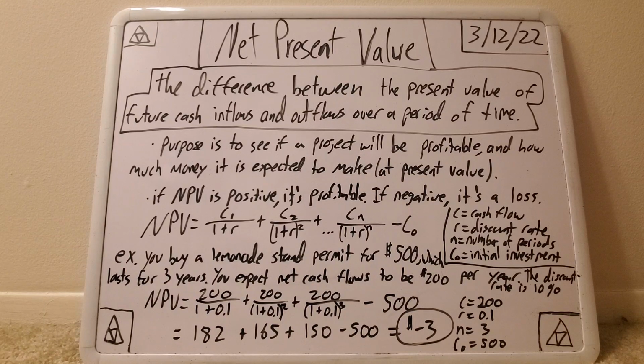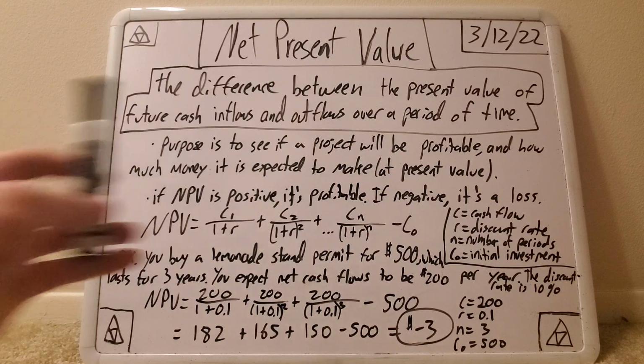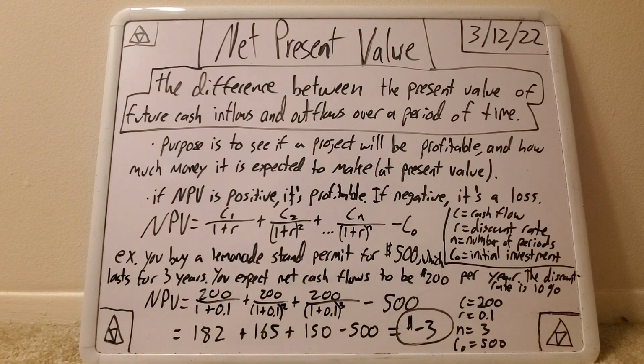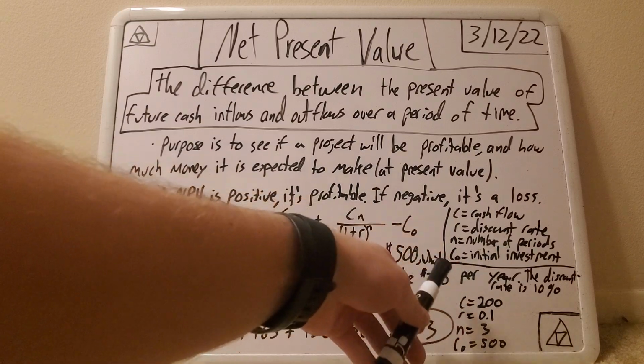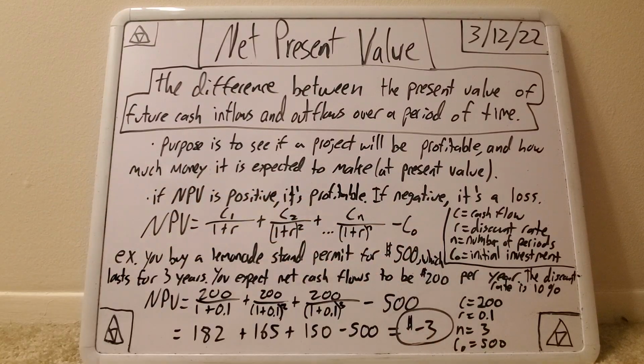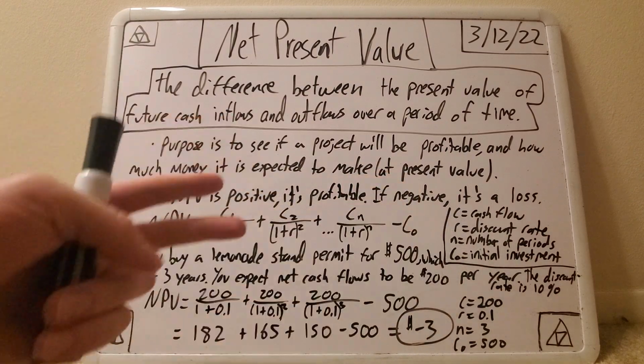So I made a very easy example at the end here of a lemonade stand. Say we buy a lemonade stand permit for $500. Since we're buying that permit, that's our initial investment. So C0 is 500. And then the permit lasts for 3 years, so our n value is 3 years or 3 periods. And then we expect net cash flows to be $200 per year. So our C value is 200.